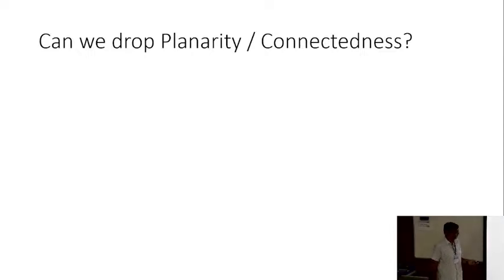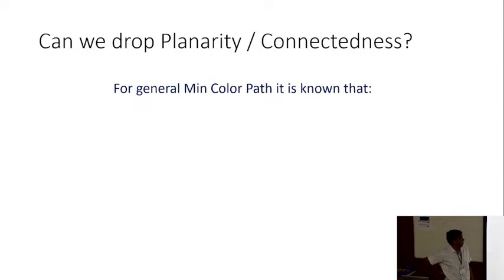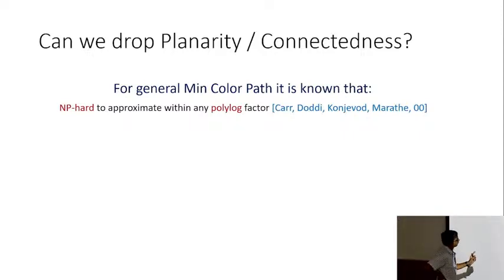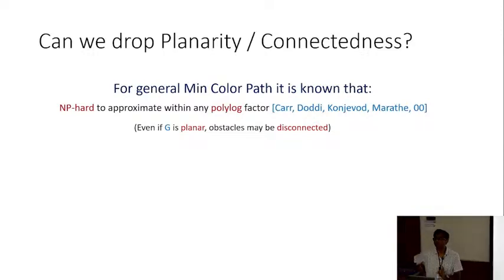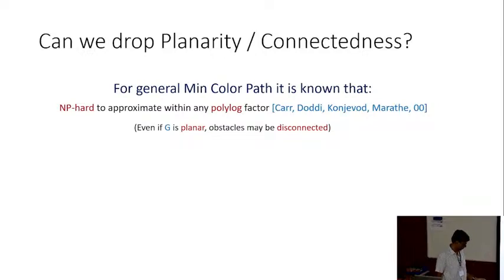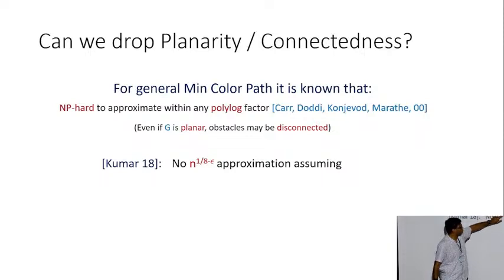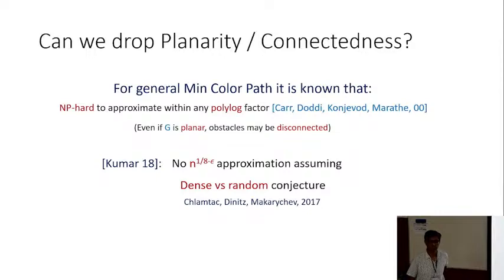Either of these two. So for general min color path, it is known that it is NP-hard to approximate within any polylog factor by a result from 2000. And even if G is planar, obstacles may be disconnected. This result is known. And Kumar proved that there is no n to the power 1/8 minus epsilon approximation using what is known as the dense versus random conjecture. So if you assume this dense versus random conjecture, then actually you can prove even more hardness, like n to the power 1/8 minus epsilon.